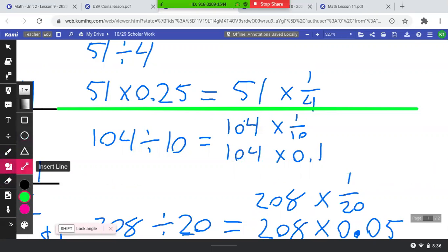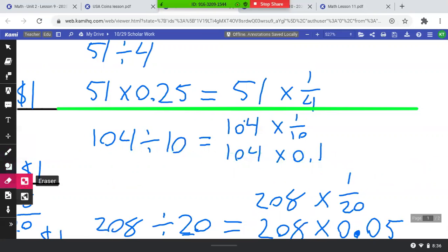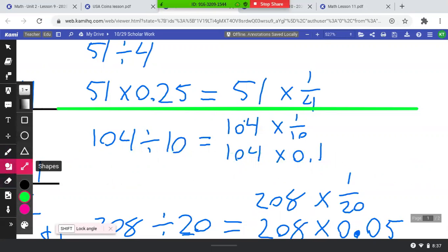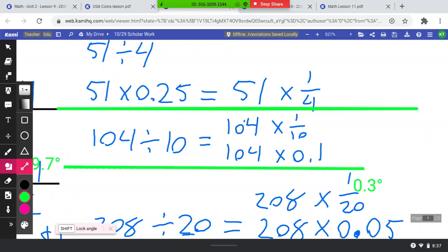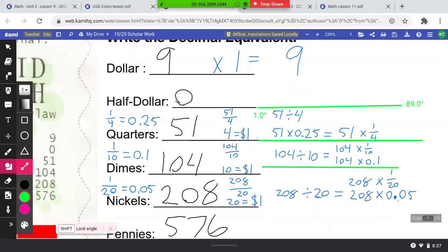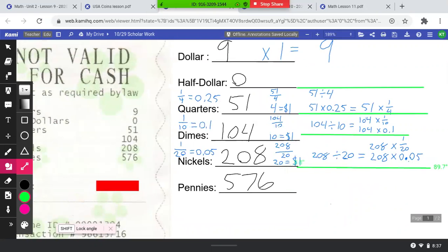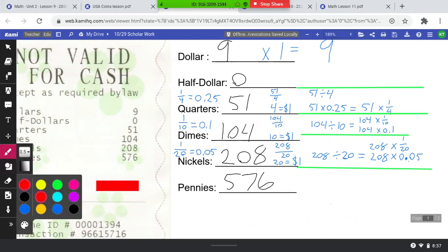I am trying to make a nice line here, and I can't seem to get things going. Oh my gosh, y'all, we are struggling. All I want to do is make a simple line. Good thing I teach math and not art. I can't even make a line. Okay, there we go. Learned my lesson. I'll do it first. Okay, there we go. Now let's go on to pennies.